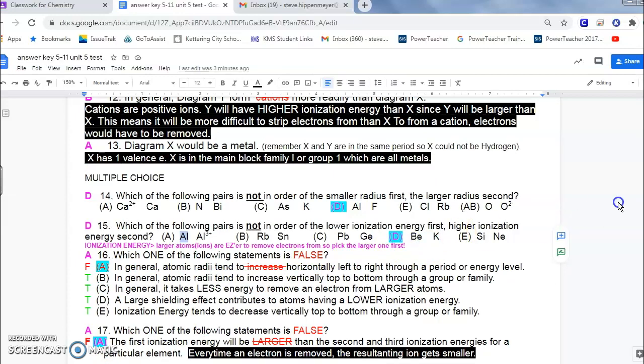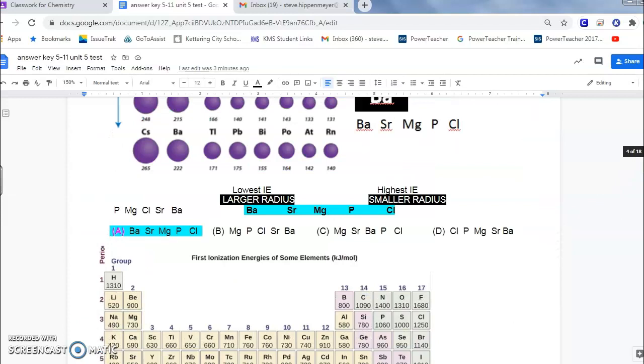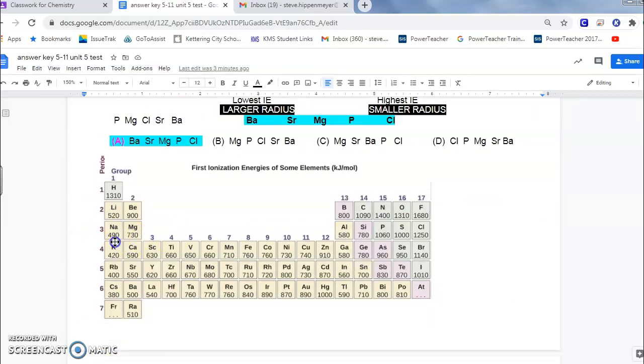What about beryllium and potassium? Let's find beryllium and potassium. Here's beryllium, here's potassium. If beryllium was in the same row as potassium, in other words, right here, left to right, they get smaller. So left to right, beryllium should have a higher ionization energy than potassium. Not only that, beryllium's way above potassium. Beryllium's up here. What happens to the size as we go top to bottom? They get bigger. So beryllium's to the right and above. So beryllium is a lot smaller than potassium.